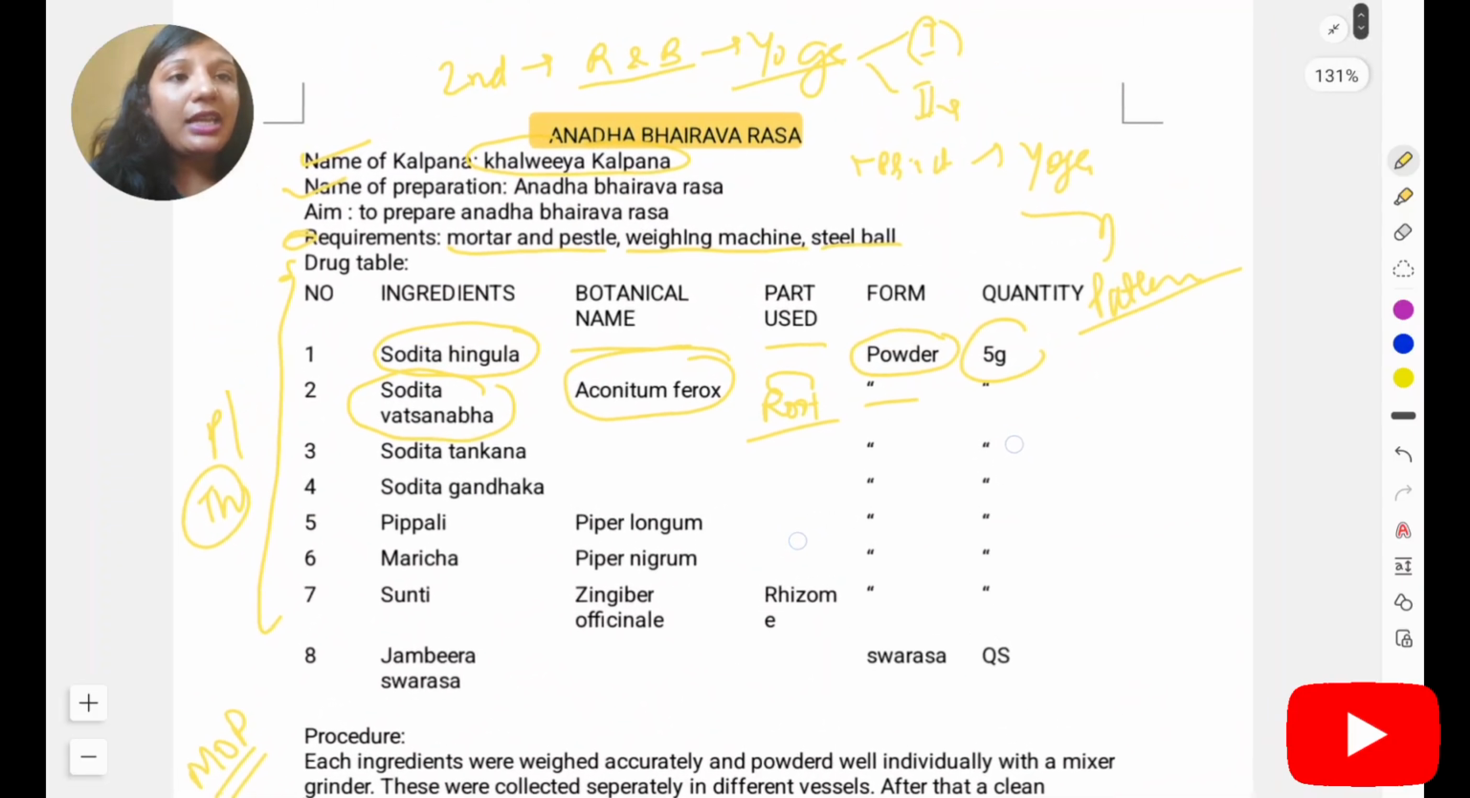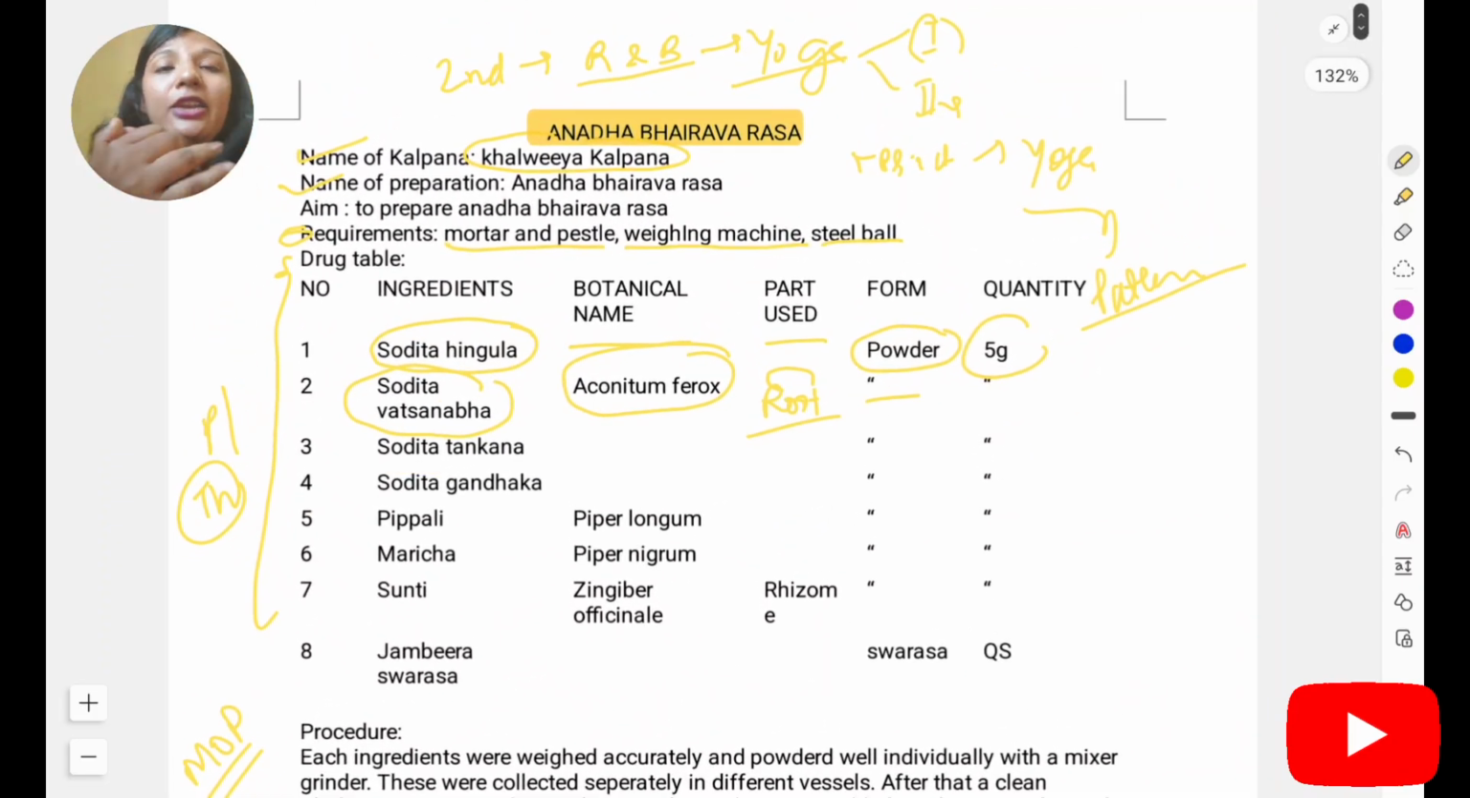After that reference, that particular yoga will be completed for the written paper. And if you are having a practical, then you can write the result of the practical: how much you have prepared, what the observation is, what the organoleptic characters are, and any change in size or weight of that particular formulation. Like that you can write for this kind of formulation.